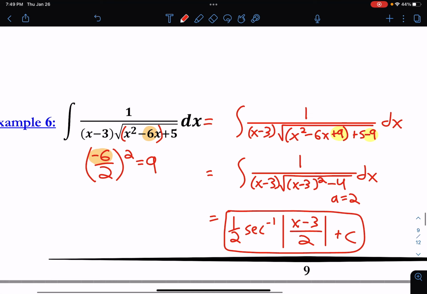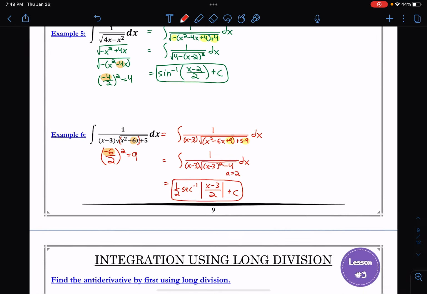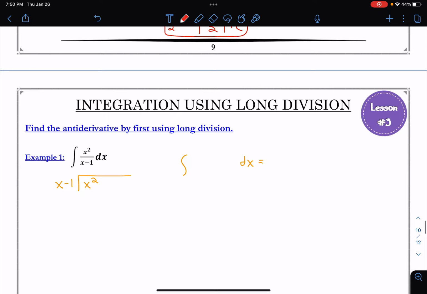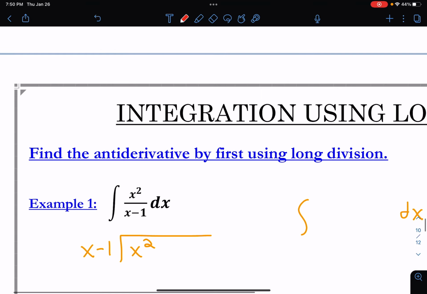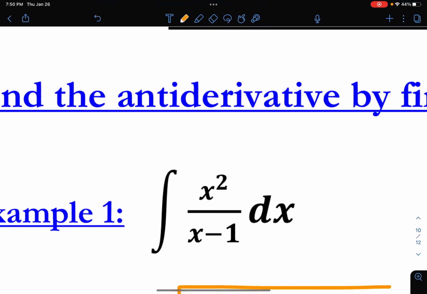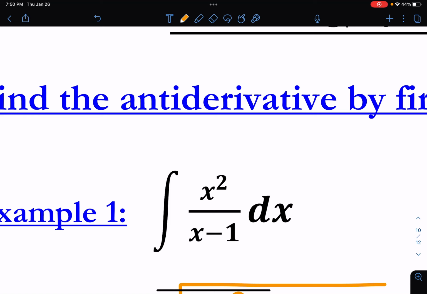Okay, so there's a few completing the square examples. Now we're going to switch gears and talk about long division. Find the antiderivative by first using long division. So let's look at the setup here. Integral of x squared over x minus 1 dx.